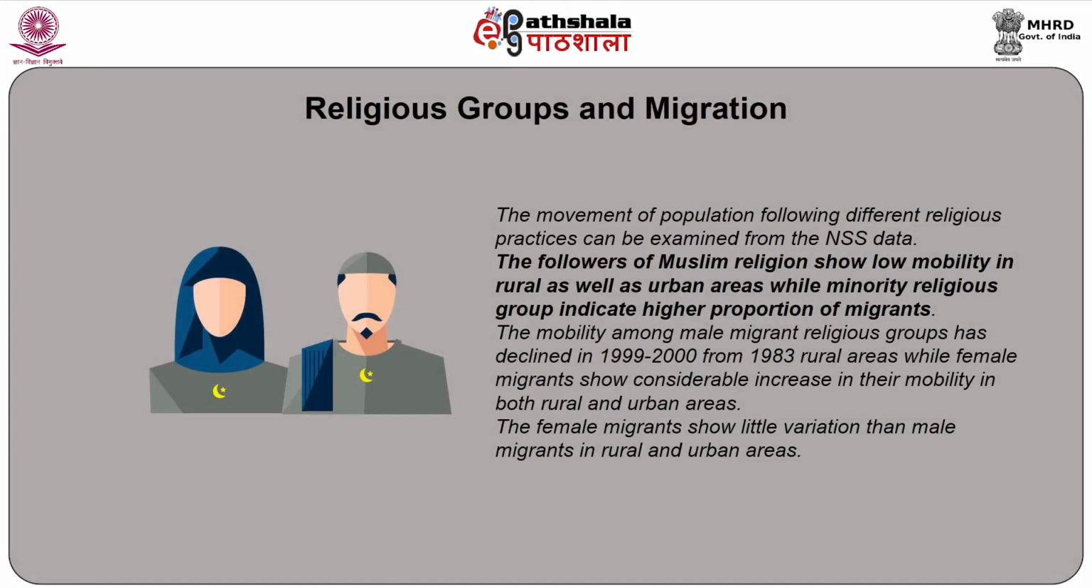Now, let us discuss the migration flow across various religious groups. The movement of population following different religious practices can be examined from the National Sample Survey data as depicted in the table. The followers of the Muslim religion show low mobility, especially in rural as well as in urban areas, while minority religious groups indicate a higher proportion of migration.